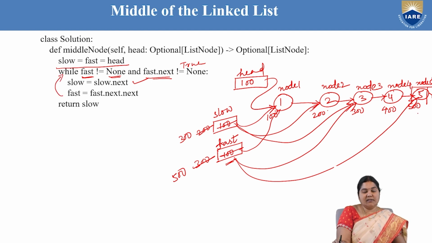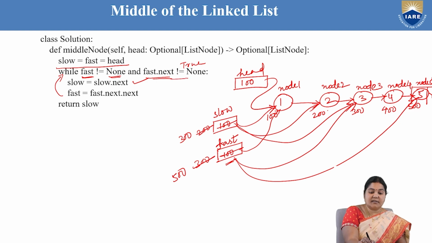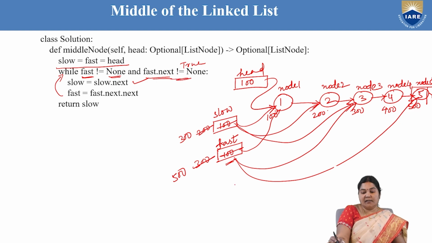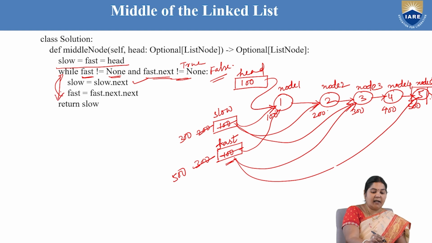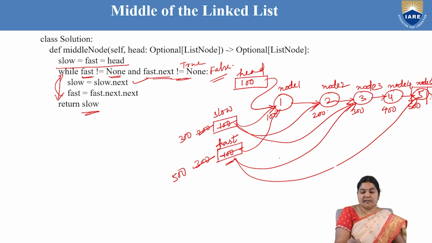Now what is the value of fast? 500. 500 is not equal to None. Yes, it is a valid address. But 500's next is a null address. So the condition becomes false now. So when this loop is false, at that time, slow points to the address of the middle node. Okay, so we have to return the middle node. So the middle node's address is contained by the slow pointer.